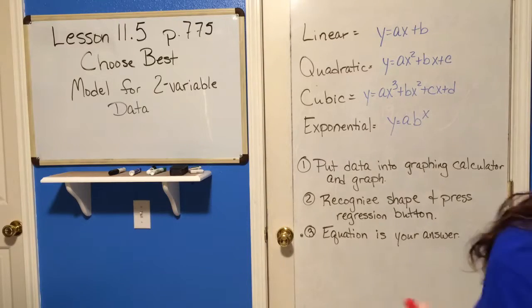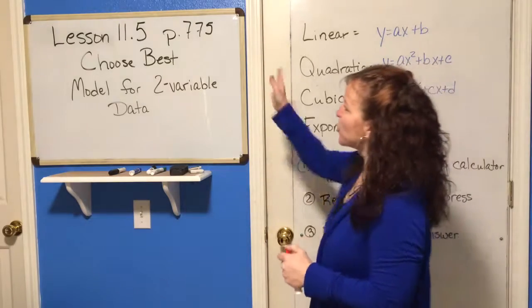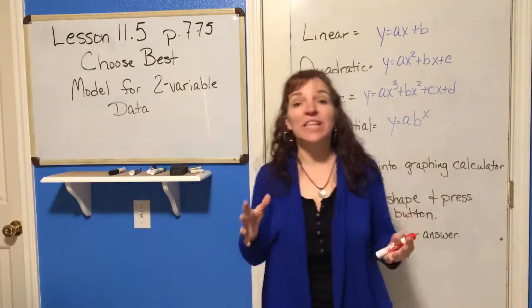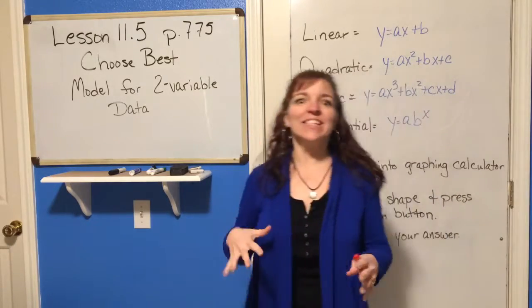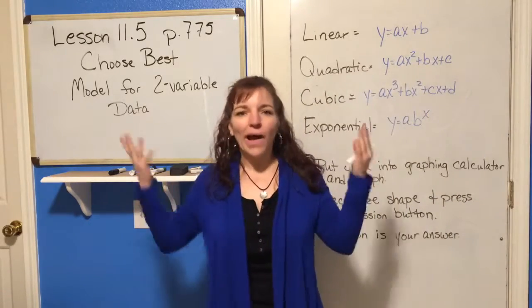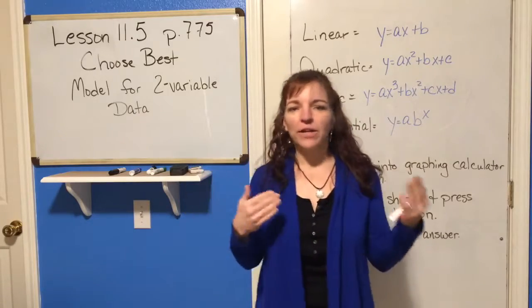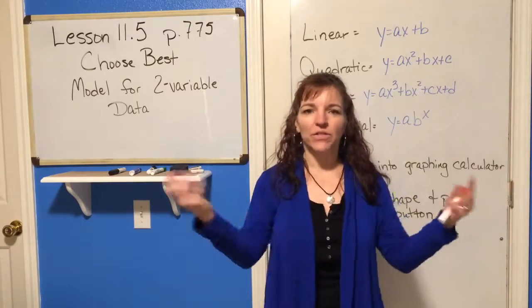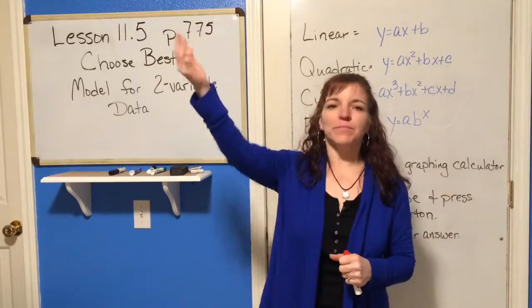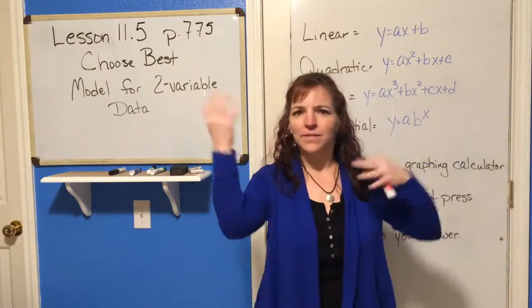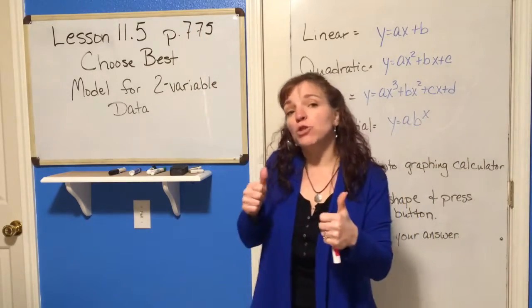Section 11.5, the last section of this chapter: choose the best model for two variable data. Two variable data is simply where you have an x and a y. So it's comparing two things, like the height and the length of something, or the speed and the size of something. Anyway, it's comparing two things.